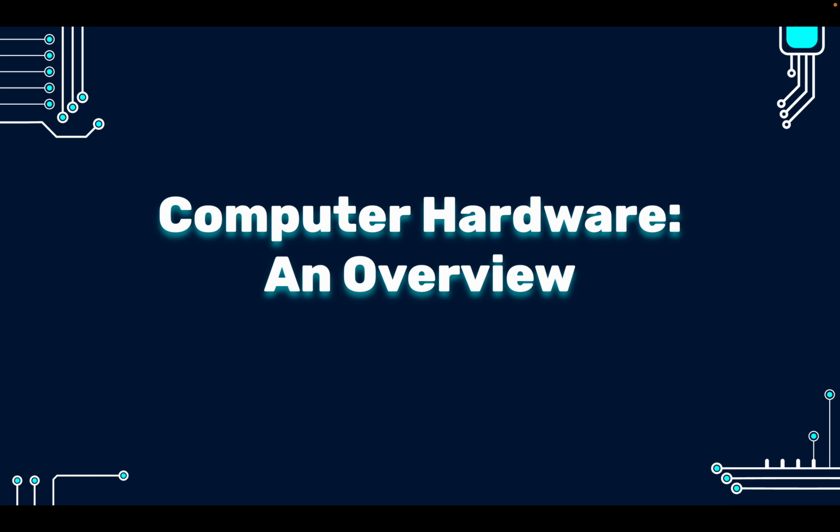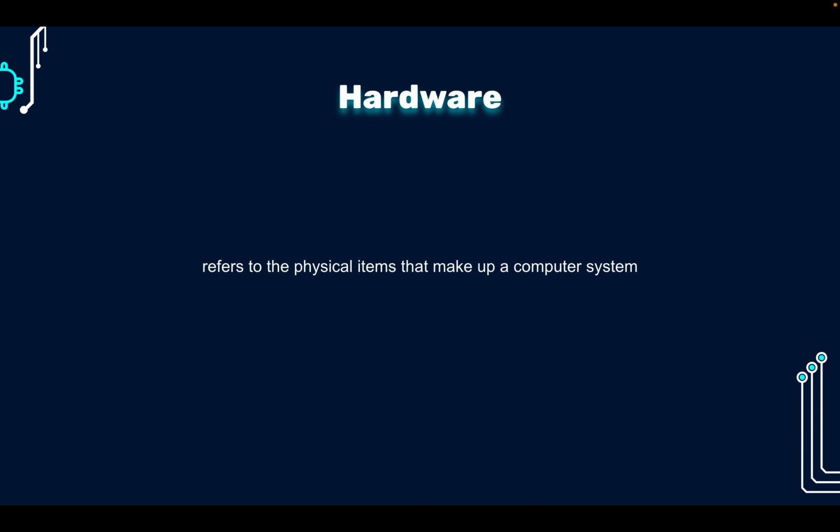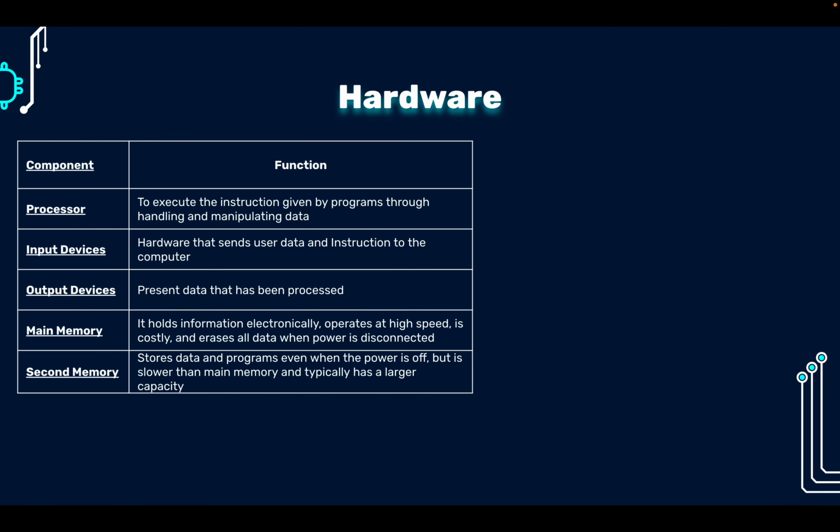We will begin an overview of some common hardware components found in computers. Hardware refers to the physical items that make up a computer system. Here is a list of components, which are processors, input devices, output devices, main memory, and secondary memory.